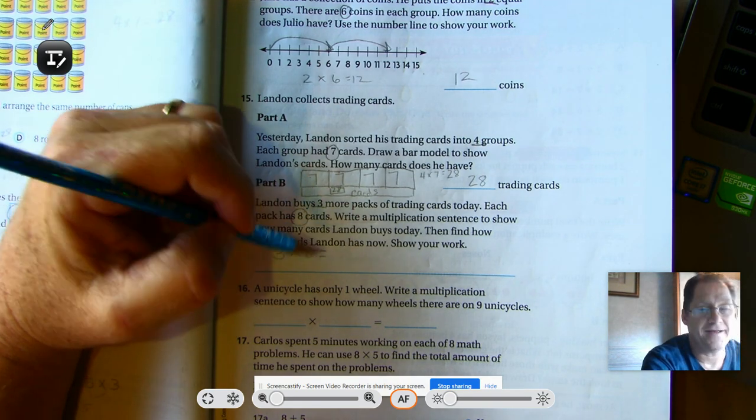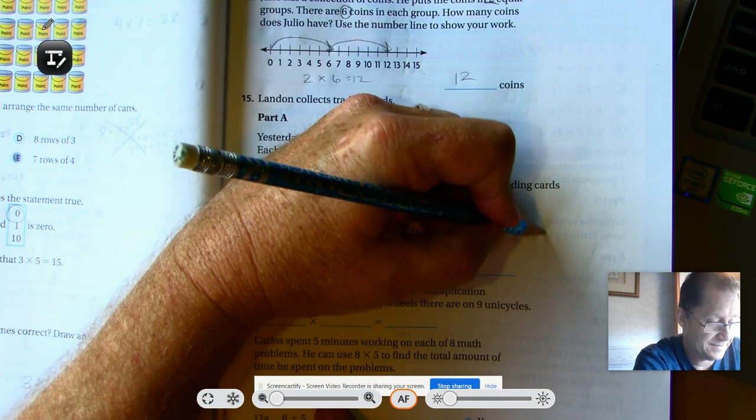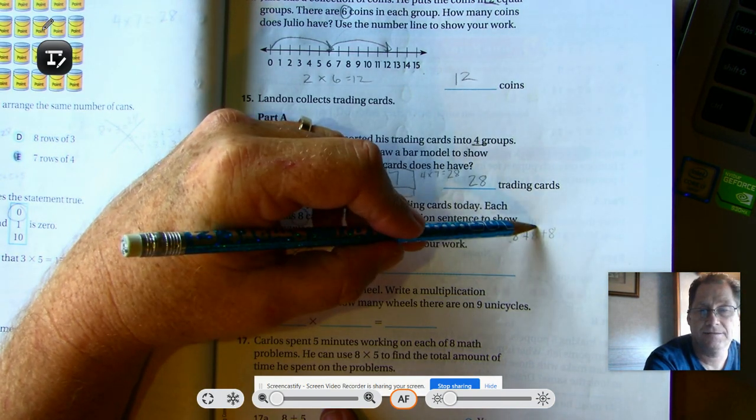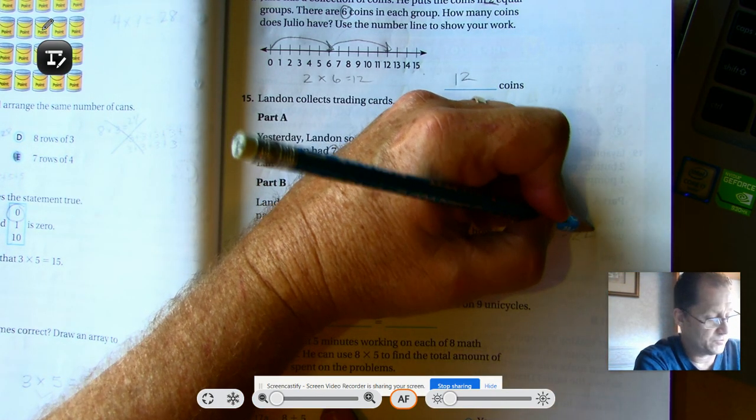And 3 sets of 8 is the same as saying 8 plus 8 plus 8. 8 and 8 is 16. 16 plus 8 more is 24.